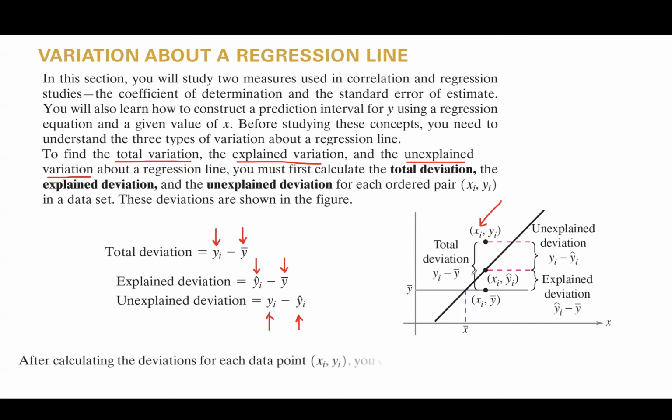So now that we have defined total deviation, explained deviation, and unexplained deviation, we are ready to talk about total variation, explained variation, and unexplained variation, and how to interpret that in the context of statistics and data science.